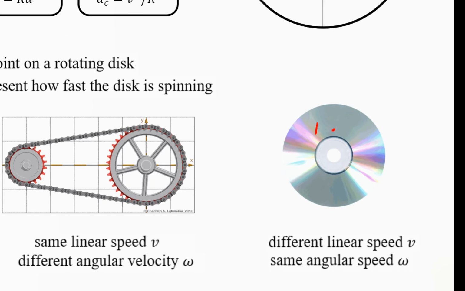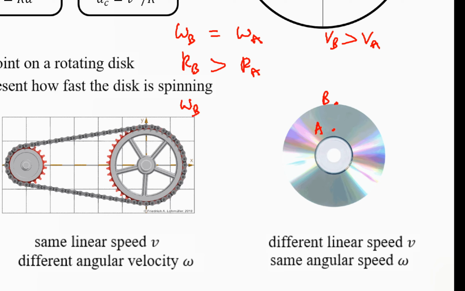So if you consider a point A here and a point B here, the speed at point B is greater than the speed at point A. I will explain why, but all points on the disk are spinning the same. So omega B would be equal to omega A. But now notice that the radius of B is greater than the radius of A, which makes omega B RB greater than omega A RA, and by that VB is greater than VA.